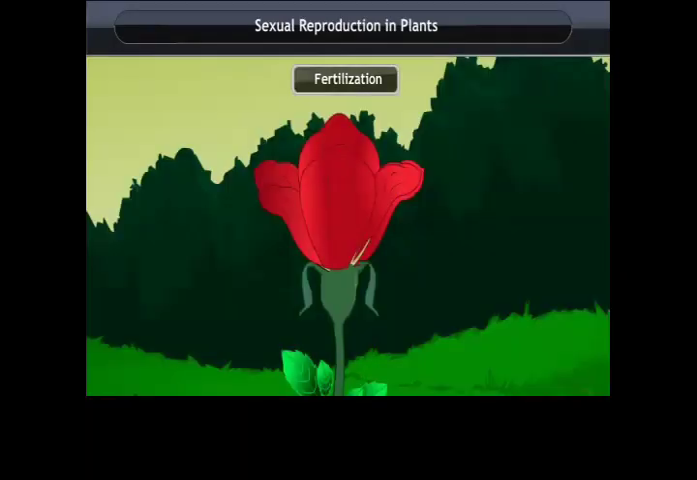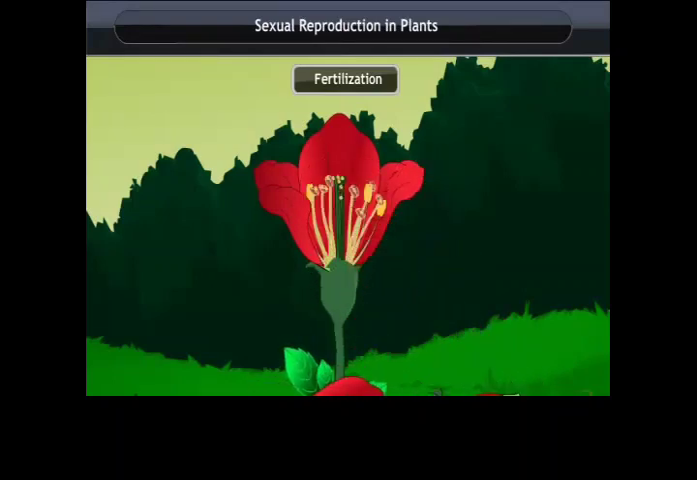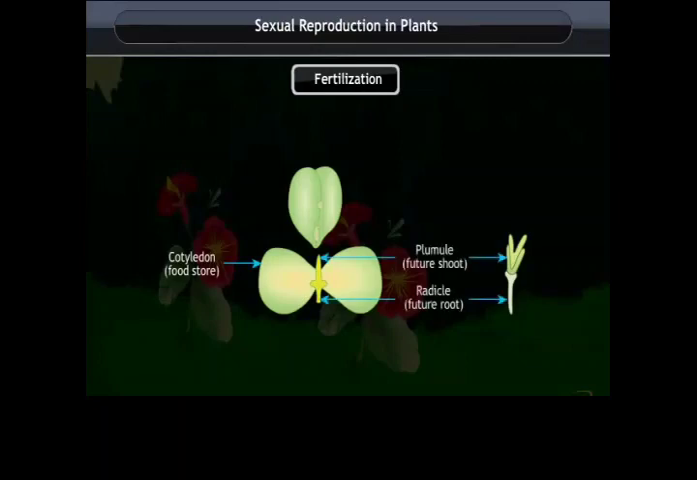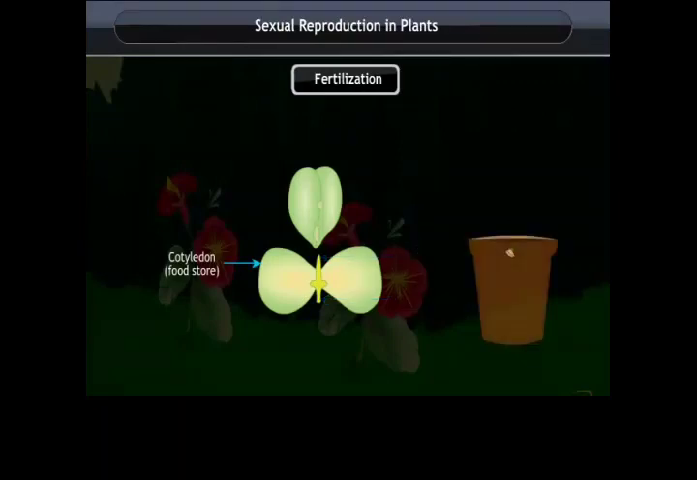After fertilization, the ovule develops a tough coat and is gradually converted into a seed, and the ovary grows rapidly and ripens to form a fruit. Other parts like petals, sepals, stamens, style and stigma may shrivel and fall off. The seed contains the future plant or embryo, which develops into a seedling under appropriate conditions. This process is known as germination.